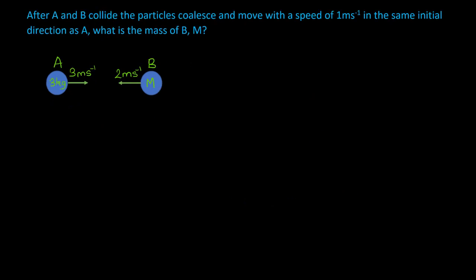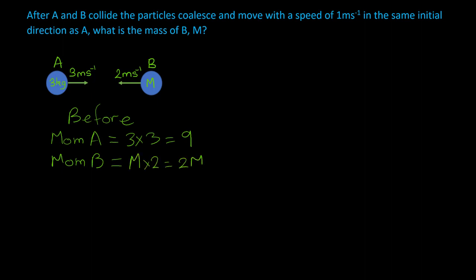After A and B collide, the particles coalesce and move with a speed of 1 meter per second in the same initial direction as A. What is the mass of B? Let's look at the momentum before. So the momentum of A will be 3 times 3, which is 9, and the momentum of B will be m times 2.